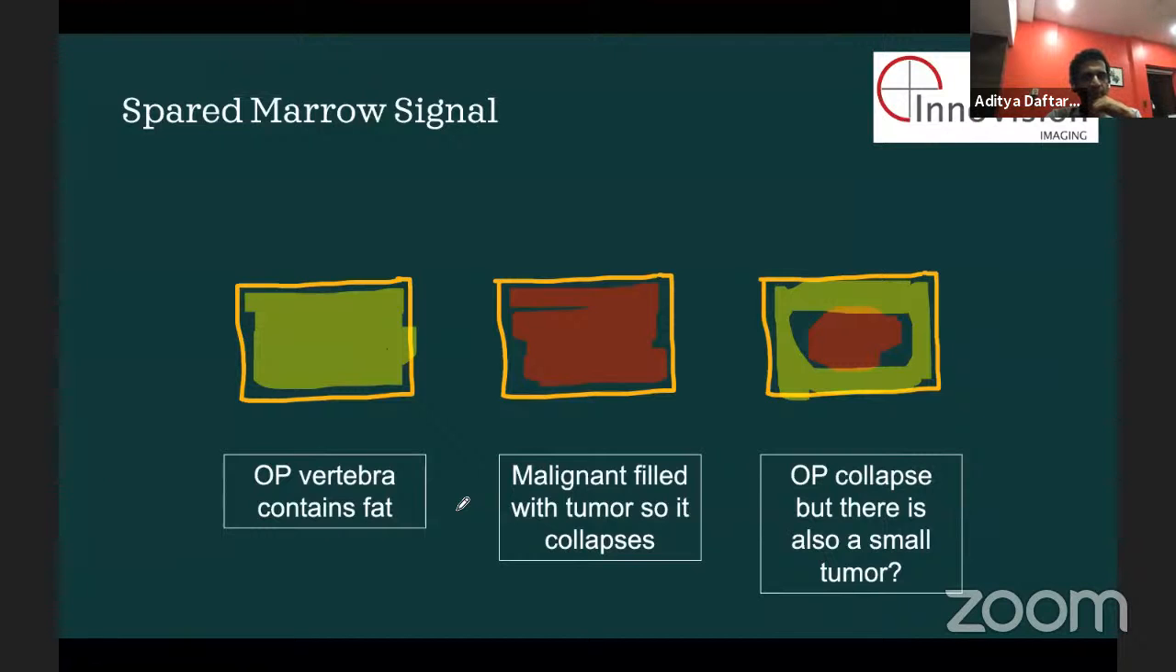The next thing that we talk about is spared marrow signal. When you have an osteoporotic vertebral body, it's essentially a normal vertebral body. It has normal fat inside it. It doesn't have any abnormal cells inside it, whereas a malignant fracture tends to have abnormal cells inside it.